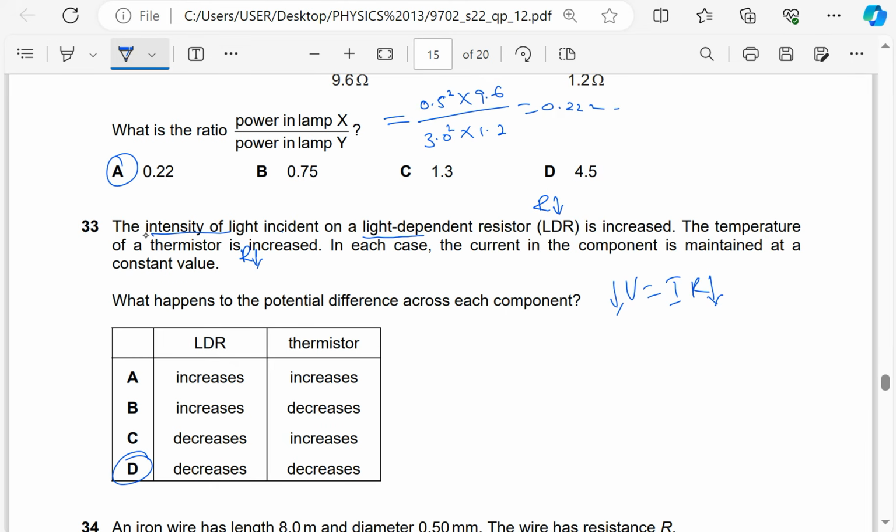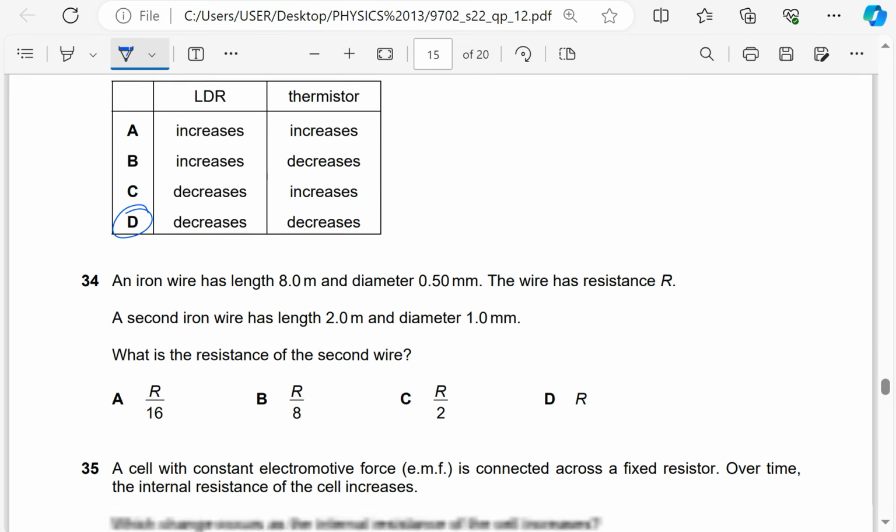The resistance in both decreases. As light intensity increases, resistance of the LDR decreases. As temperature increases, resistance of the thermistor decreases, and V is equal to IR. So if R decreases for both, V decreases for both.